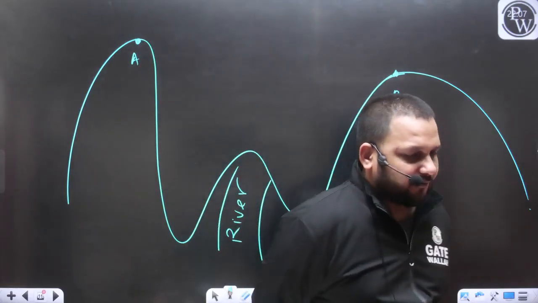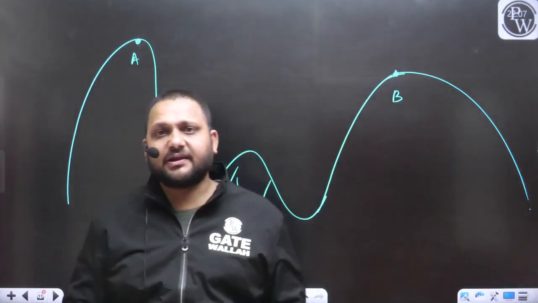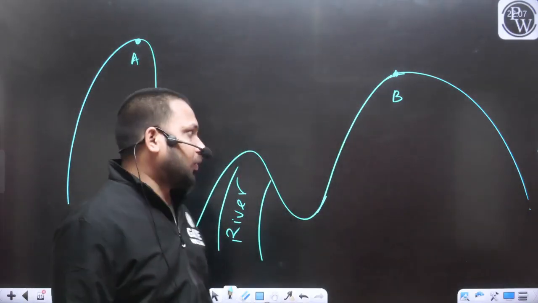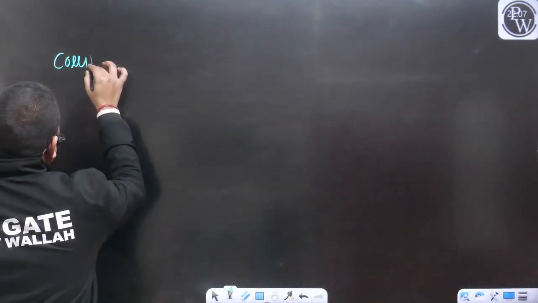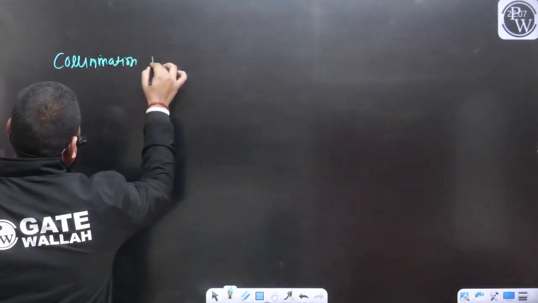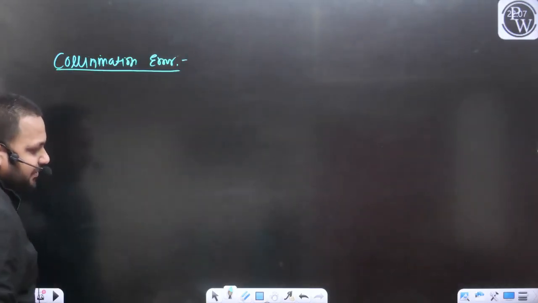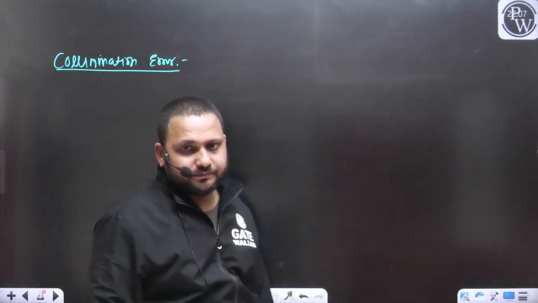Next advantage of this method is we can find out the collimation error. Sir, now this term is new to me. We can find out the collimation error. So what was the line of collimation? How have we defined the line of collimation?